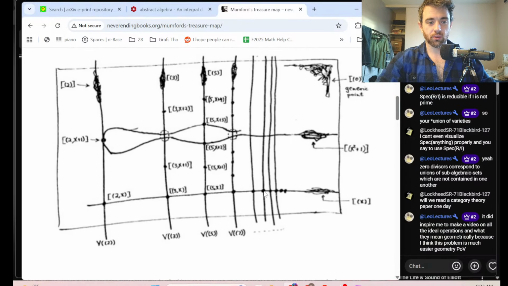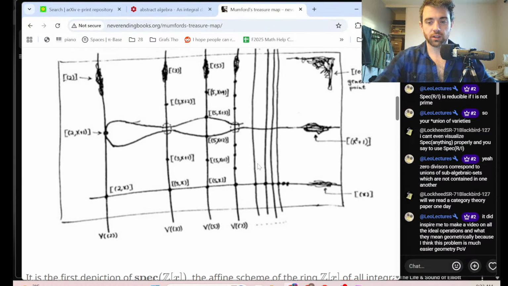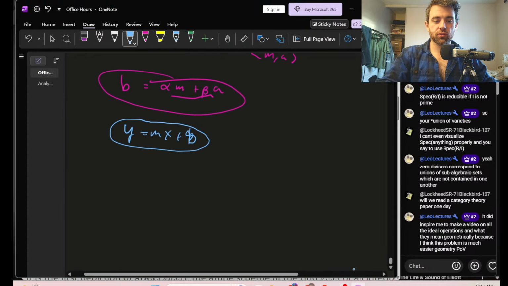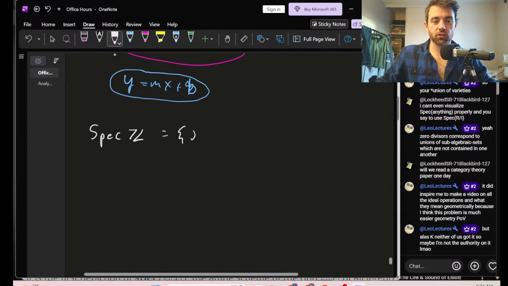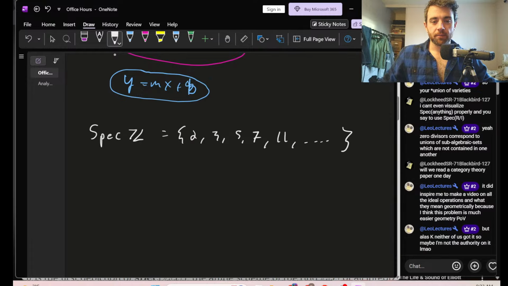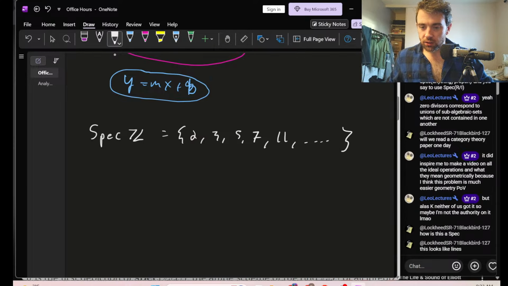Let's go. This is Spec. What are we trying to look at? We're trying to look at a picture of. Well, first off, you know exactly how to view the most important ring in the world, right? I'm being slightly abusive with my notation here, but this is Spec Z. How is this Spec? This looks like lines.